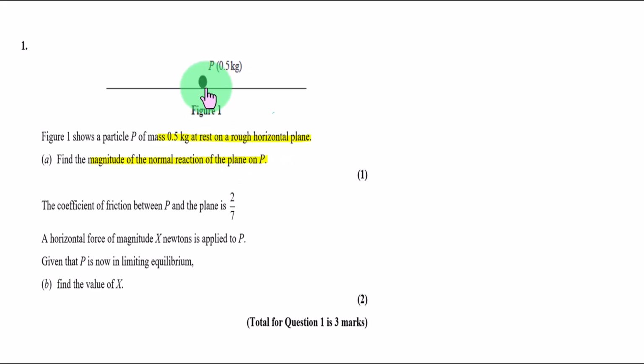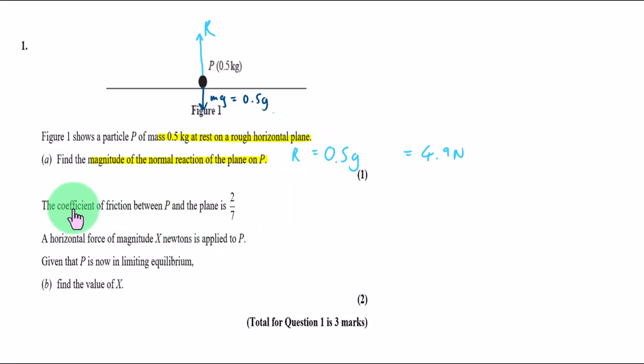So the normal reaction, that's our normal reaction. That's got to be opposite to our mg. So the first answer is R equals 0.5 times g. So we get 4.9 because g is 9.8. That's 4.9 newtons, easy 1 out of 1.